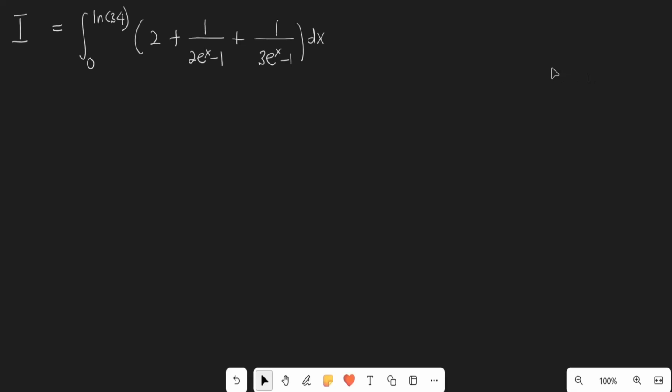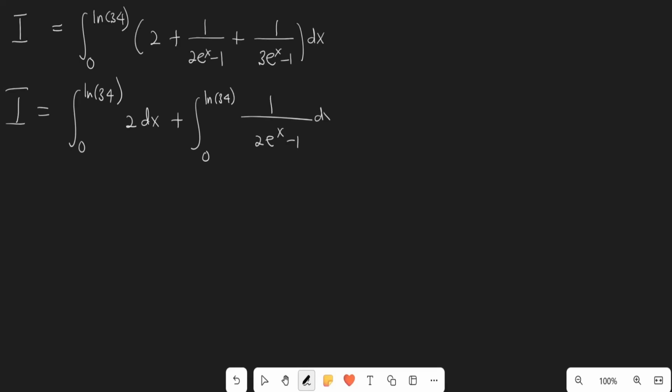I'm going to solve this integral by first splitting it into three different integrals. So I'm going to go ahead and split it into three different integrals. I is going to be the integral from 0 to ln 34 of 2 dx, plus the integral from 0 to ln 34 of 1 over (2e^x − 1) dx, plus the integral from 0 to ln 34 of 1 over (3e^x − 1) dx.